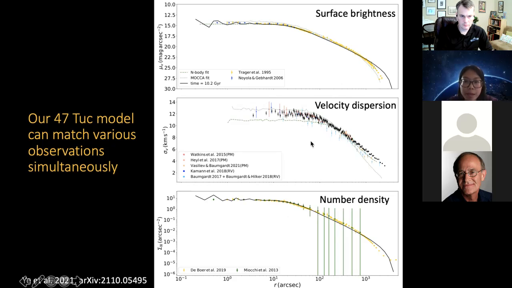The middle panel is the velocity dispersion profiles. The black dots are again from our best fit model, and all the different other color dots are observations. And the bottom panel is the number density profile, where the black curve is still the best fit model, and the dots are the observations. And from these three panels, we can see that our best fit 47 Tuc model matches all these three profiles simultaneously.